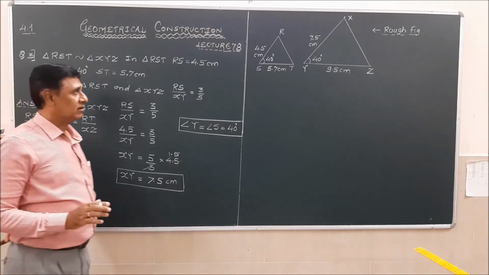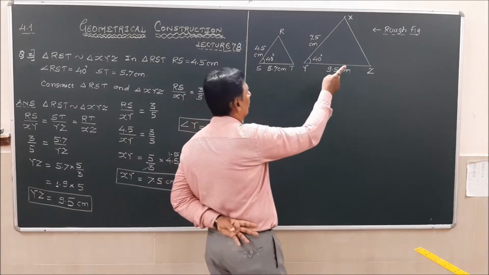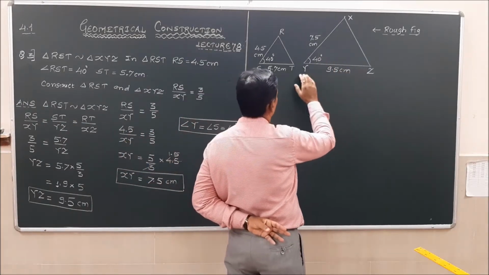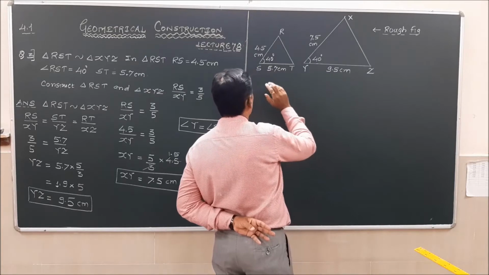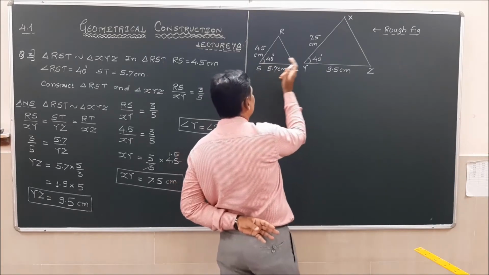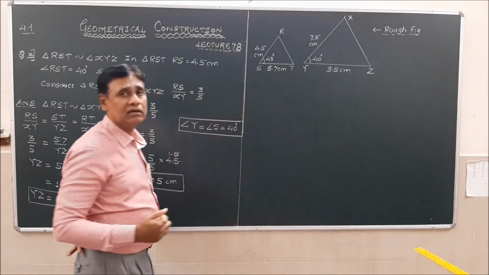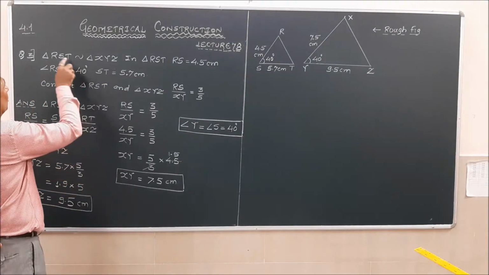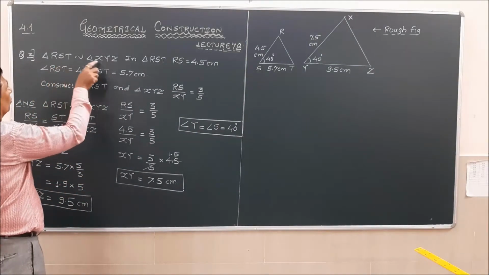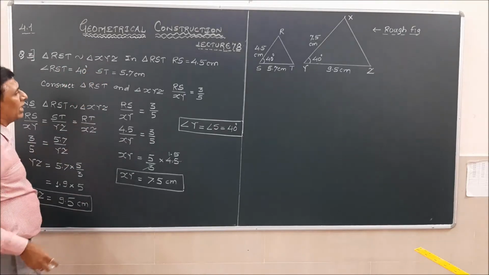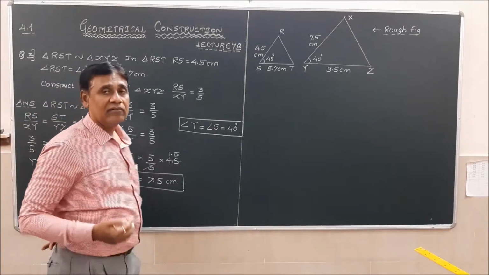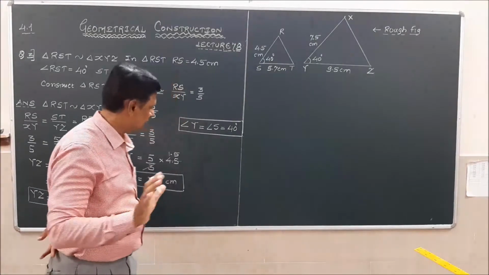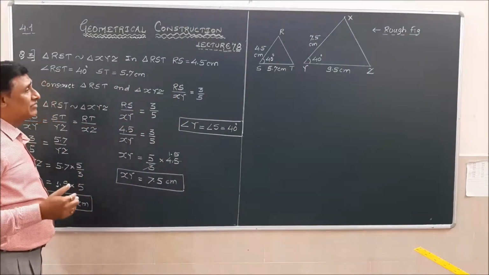Now please see here. If you draw a rough figure, you get a clear idea. You know YZ. Now angle S is congruent with angle Y, with one correspondence. So angle Y and S are the same, 40 each. That is also right. Now what is left out?